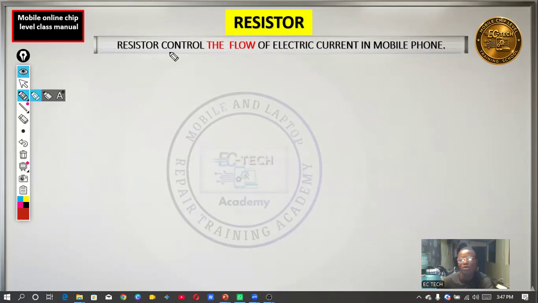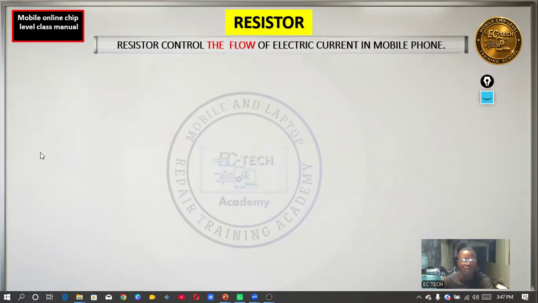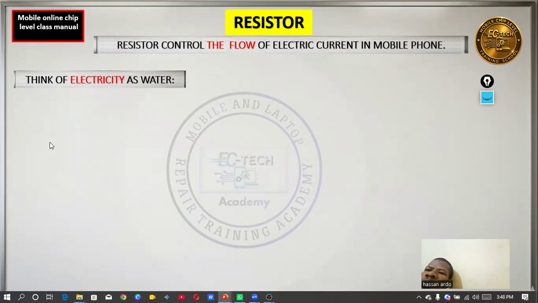That's why I call it a controller. So it controls the flow of electric current in a mobile phone. And what does that mean? Now, let's think of electricity as water, how water flows. So now let's compare electricity to water.